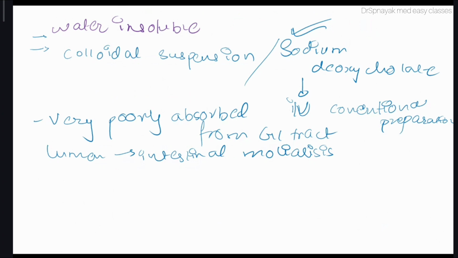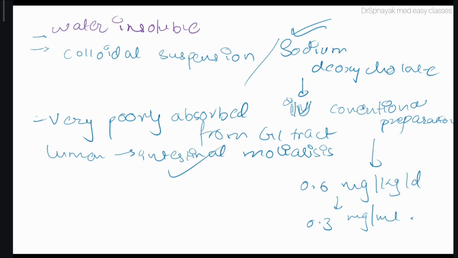So there it acts locally, or if it is given orally, it acts locally in the lumen because it is poorly absorbed in the GIT. It has a lot of adverse effects. And if it is given IV with sodium deoxycholate, it is mainly given at a dose of 0.6 mg per kg per day, reaching blood levels of 0.3 mg per ml.